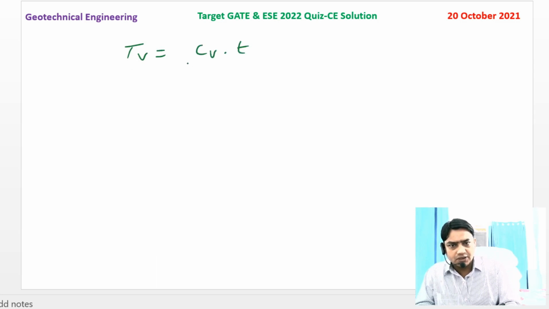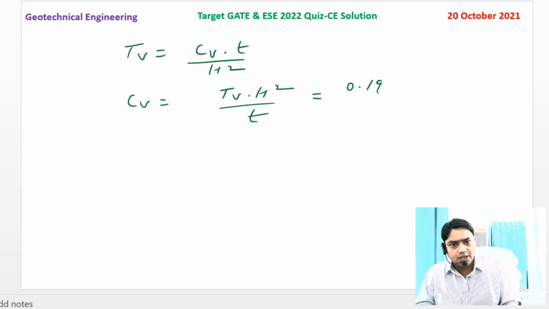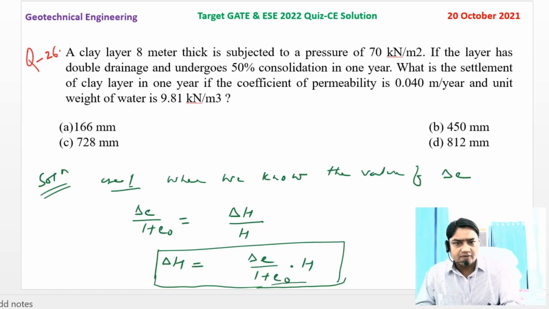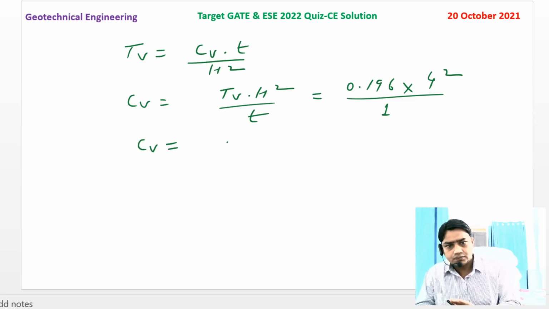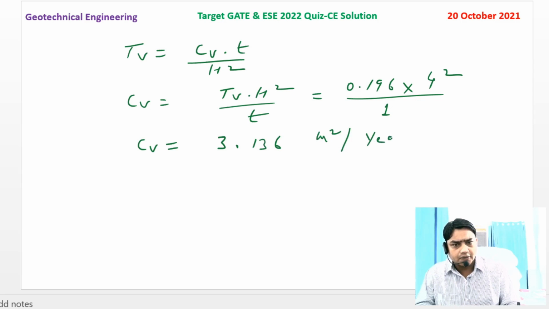TV is equal to CV into T by H square, so CV can be computed as TV into H square divided by T. TV is 0.196, and since it is a case of double drainage, we use H equal to D by 2, which means 4 meter. So CV is 0.196 into 4 square divided by time, which is 1 year, so 0.196 into 16 divided by 1. It will be 3.136 meter square per year.